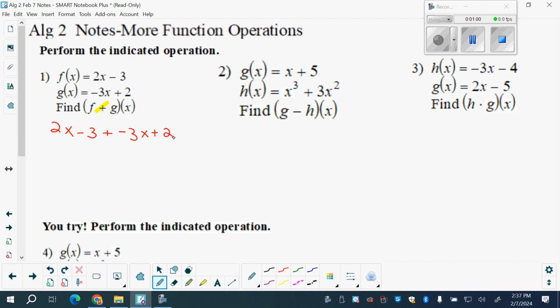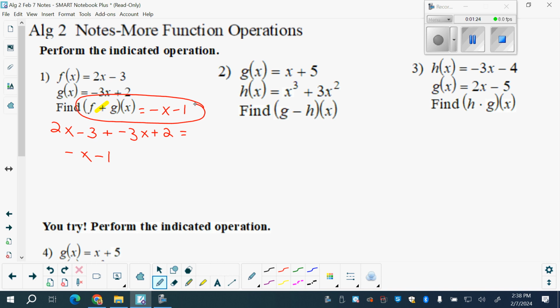So now we want to simplify. We've got negative x minus 1. So we can rewrite this if we want, or we can just write our answer up here. And f plus g of x is negative x minus 1. Does that make sense?